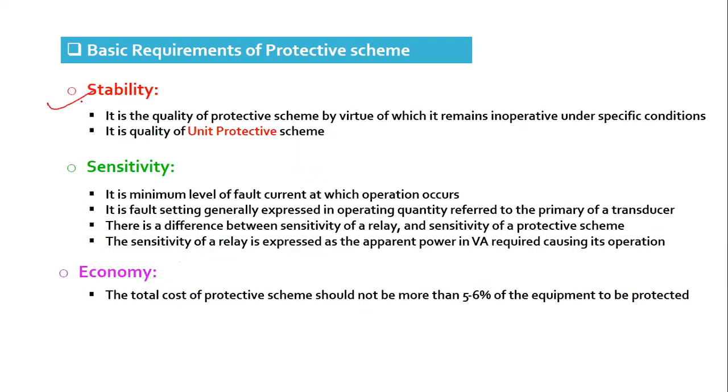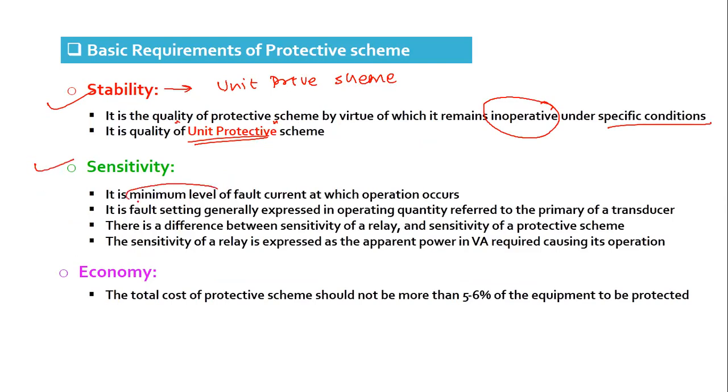Then comes stability. Stability is the ability of a protective scheme to remain inoperative. This is important under specific conditions. If a protective scheme is a unit protective scheme, it should not operate for a fault outside of its zone of protection, and stability is only applicable to unit protective schemes. It is a property of a unit protective scheme that it should not respond to any fault outside of its zone of protection.